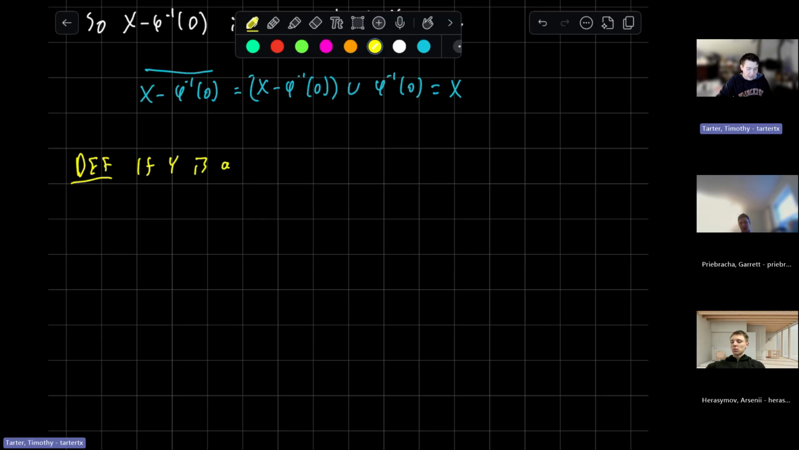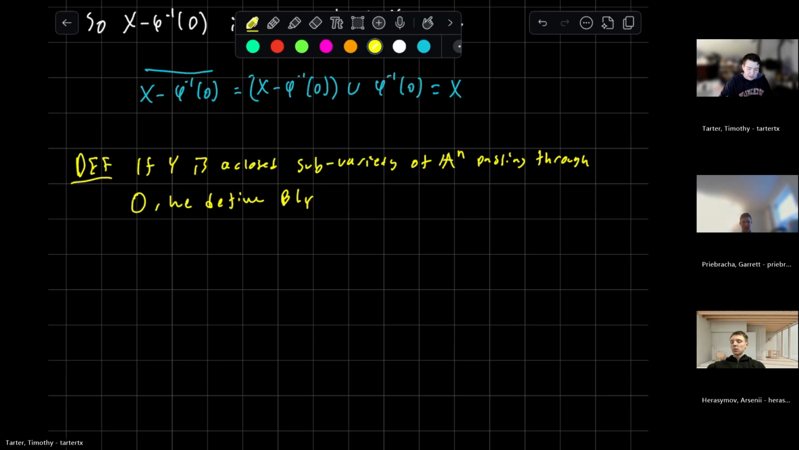So if Y is a closed subvariety of affine n-space passing through 0, we define the blowing up at 0 of Y to be Y squiggle, which is equal to phi inverse of Y minus 0.